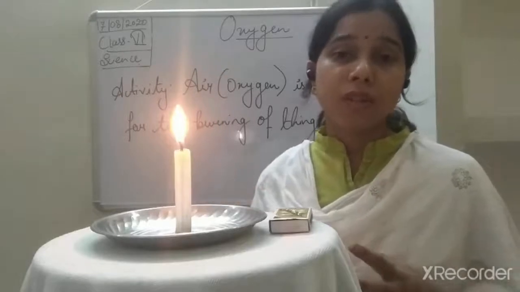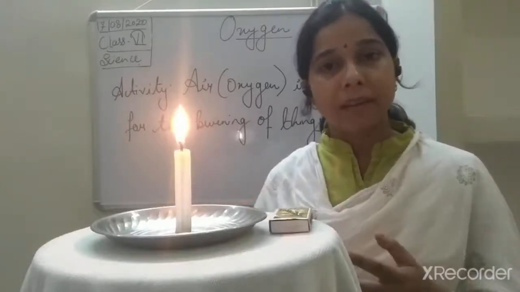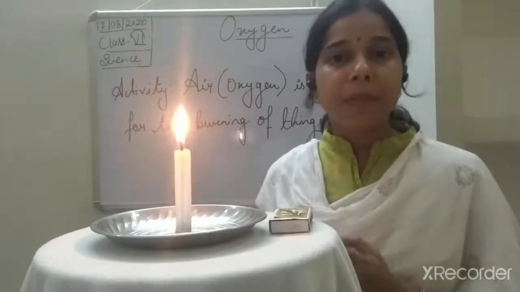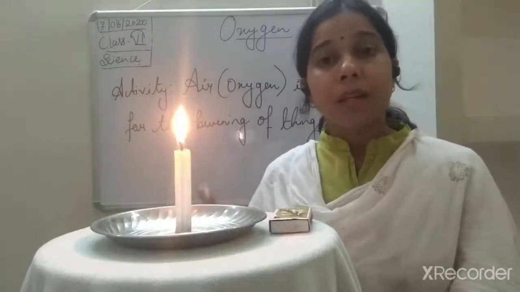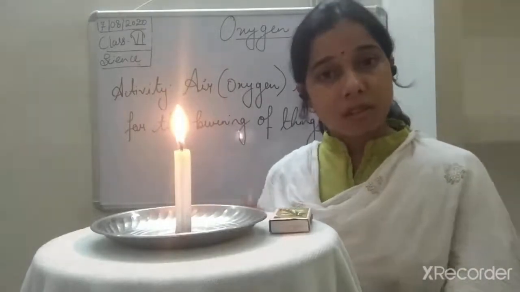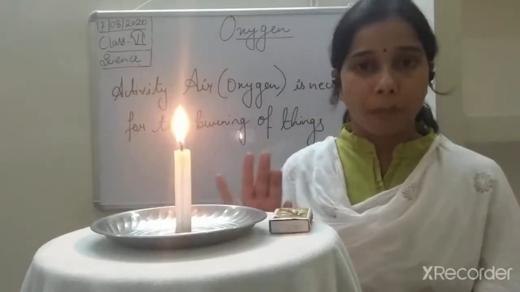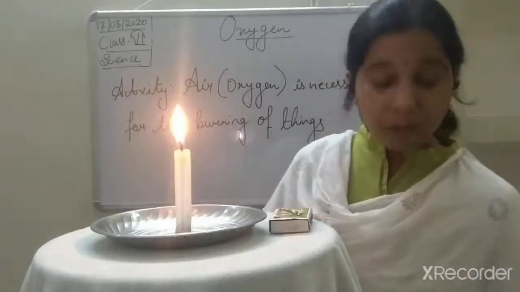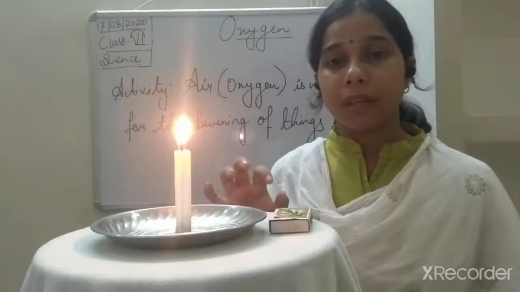So the oxygen, which is present in a good amount around this candle, is a continuous supply that helps the candle keep burning. Okay, so what does it mean? It means that the oxygen present in the air helps this candle burn properly and continuously. Here, just because the fresh air is there, it is continuously burning.